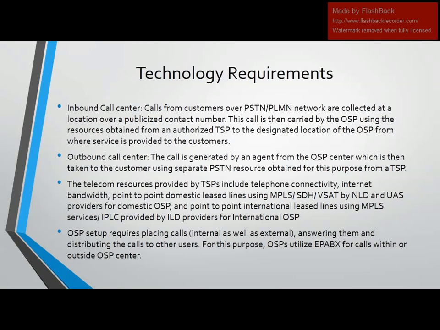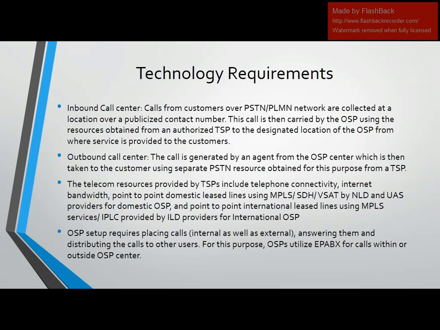Now let us discuss the technology requirement from the perspective of the outbound call center. The call is generated by an agent from the OSP center, which is then taken to the customer using separate PSTN resource obtained for this purpose from a TSP.